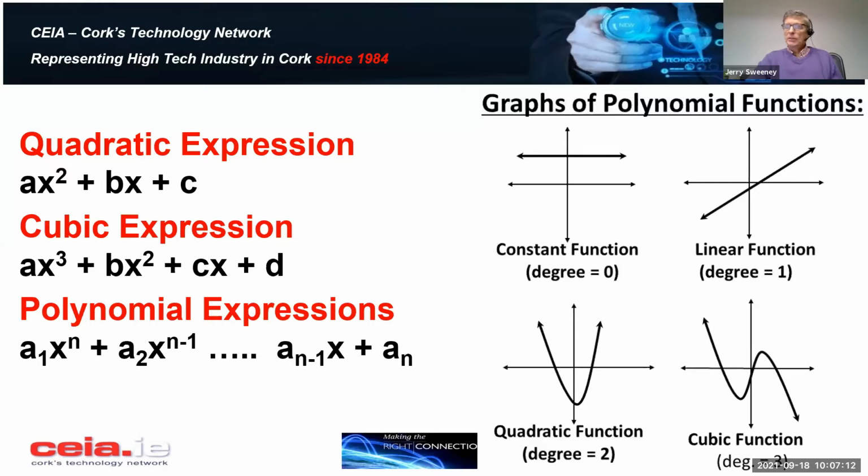That would be like y is equal to 4, and it will draw as a single horizontal line. Linear functions are degree 1, so they come in as a straight line, but a straight line with a slope. So for example, y is equal to x, it goes through the origin and goes at 45 degrees. If you take it to quadratic functions of degree 2, then you get a parabola. If you go to degree 3, you get a cubic function, and that means that the highest power of x is 3.